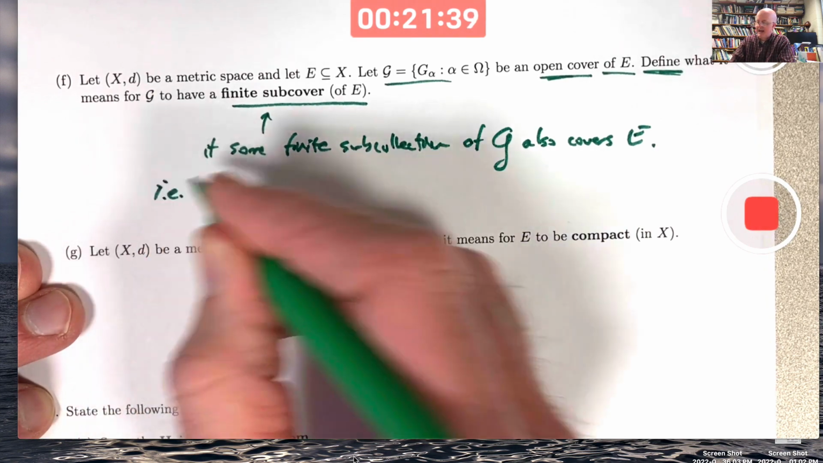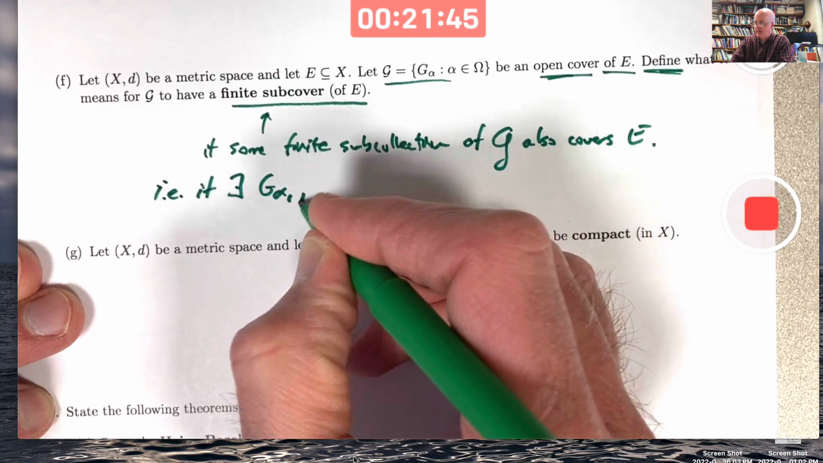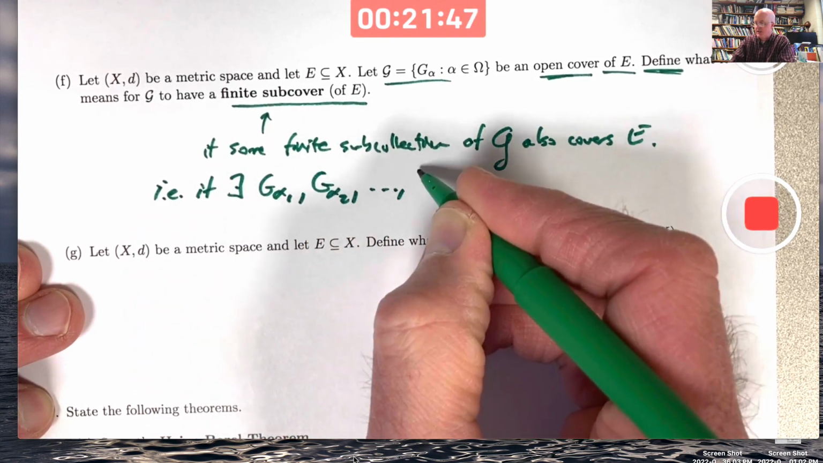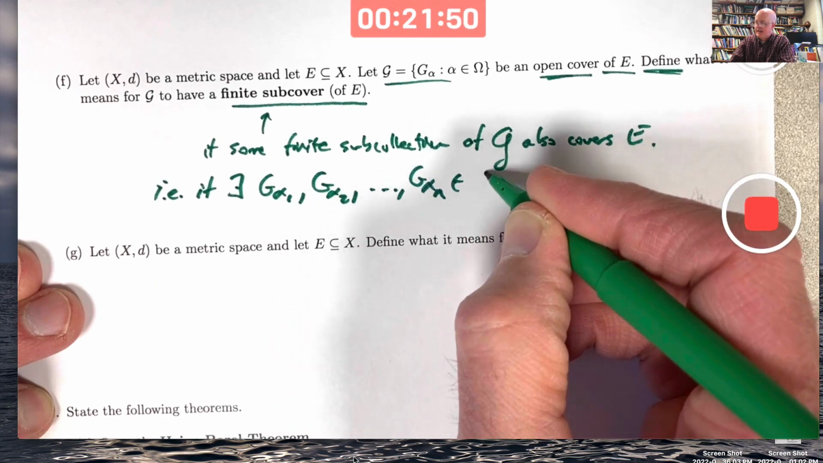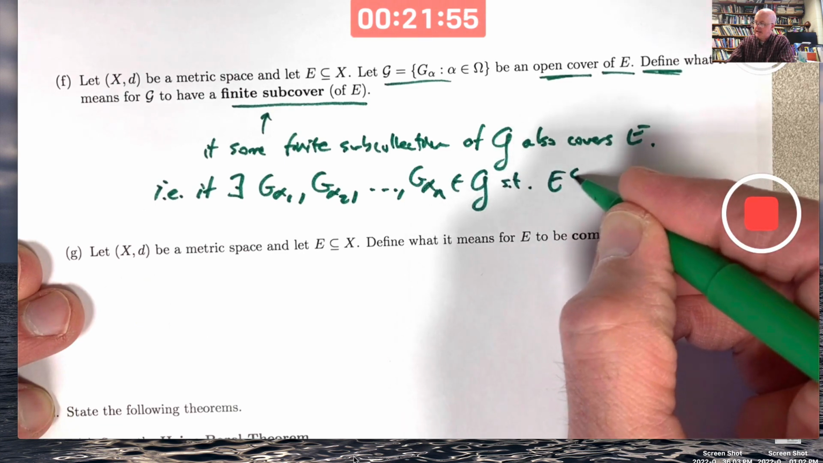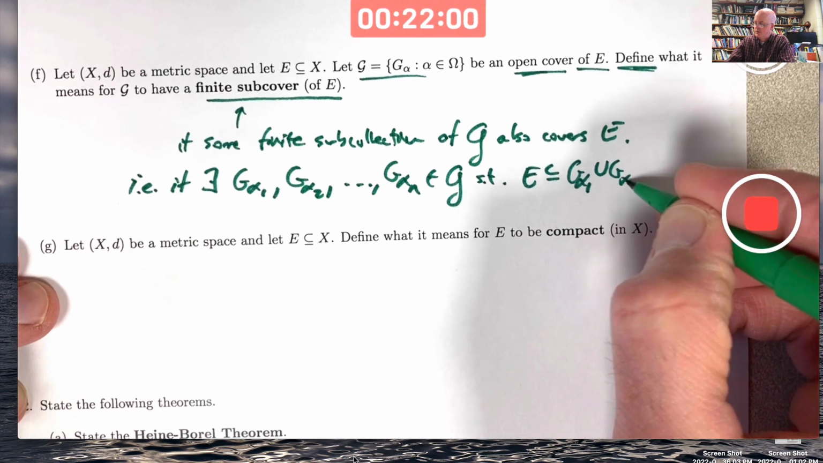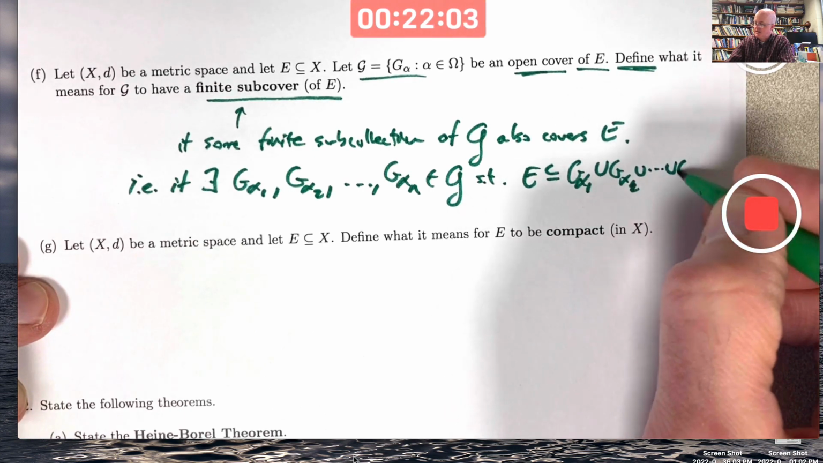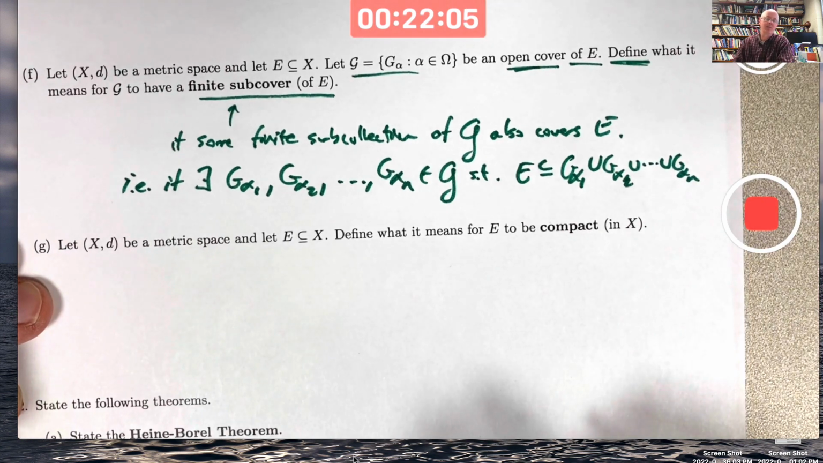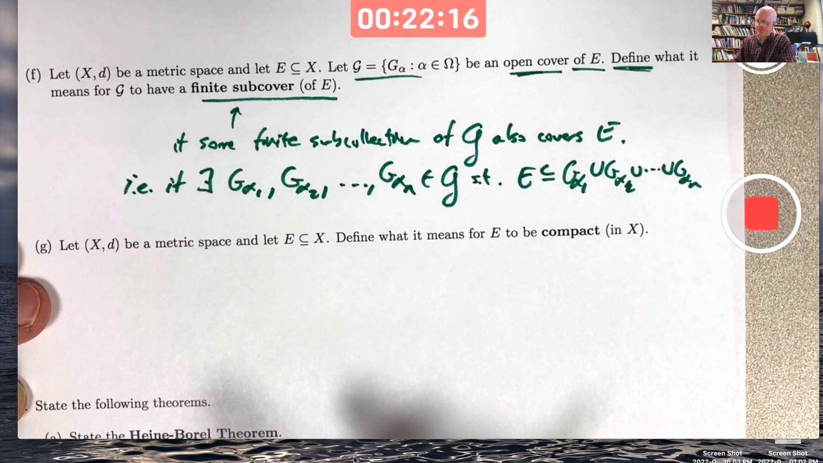To be more precise, i.e., if there exists G sub alpha 1, comma G sub alpha 2, comma through, say, G sub alpha n in cursive G, in this collection, such that E is contained in their union: G sub alpha 1 unioned with G sub alpha 2, union, etc., with G sub alpha n. That would be a finite subcover. We're already assuming cursive G, this collection, is an open cover of E. It's got a finite subcover if that condition holds.